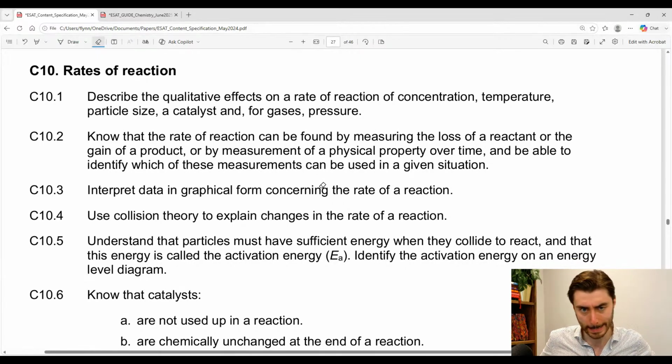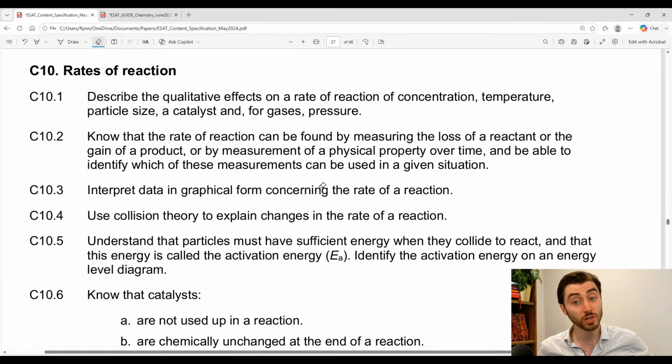So the qualitative effects of a rate of reaction: you increase the concentration, you increase the rate of reaction because there are more particles in a given volume, which means there are more collisions per second, so more successful collisions per second, so a bigger rate of reaction.